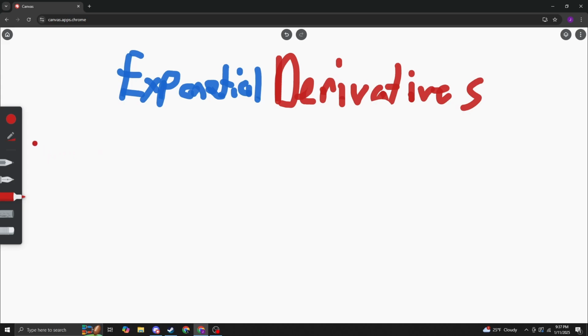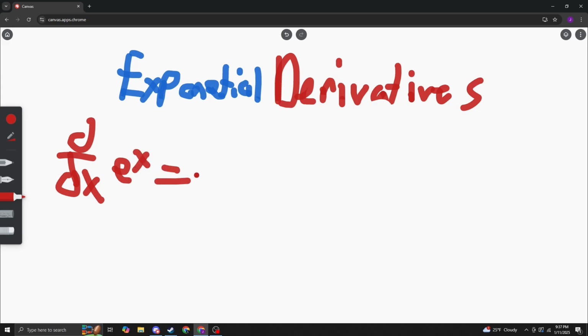Exponential derivatives, the important one to remember is that the derivative of e to the x is equal to e to the x. This is the only function like this, other than f of x equals 0, which is 0, but that's lame, I don't know. So e to the x is equal to e to the x, the derivative. They're the same thing. You could differentiate this 100 times over, it'll be the exact same thing.